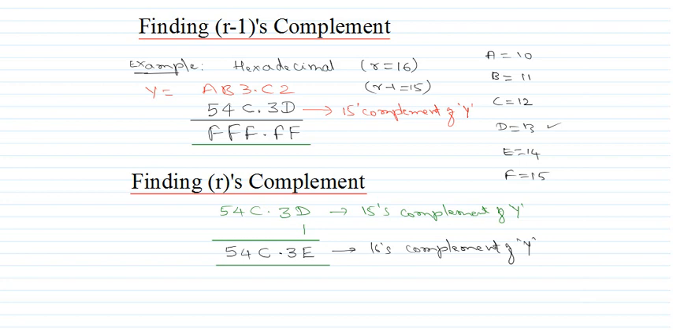So this is a general procedure for finding the r's and r minus 1's complement in different number systems. Here in this lecture we have seen how to find 2's complement and 1's complement in binary, and we also learned finding 16's complement and 15's complement in hexadecimal.